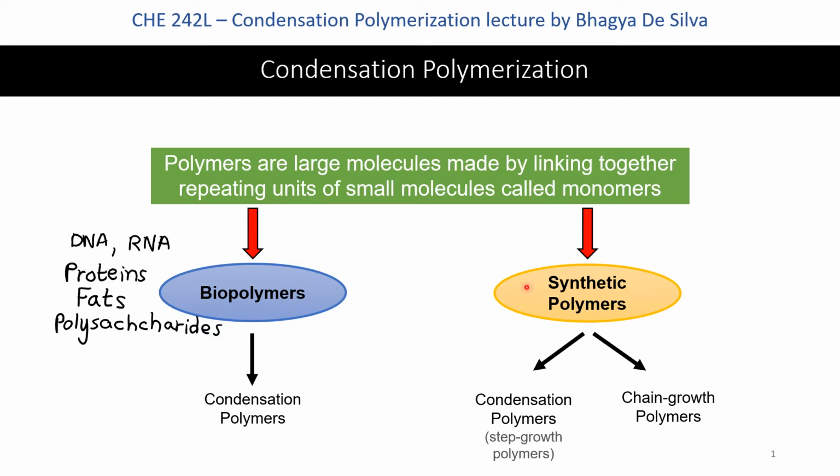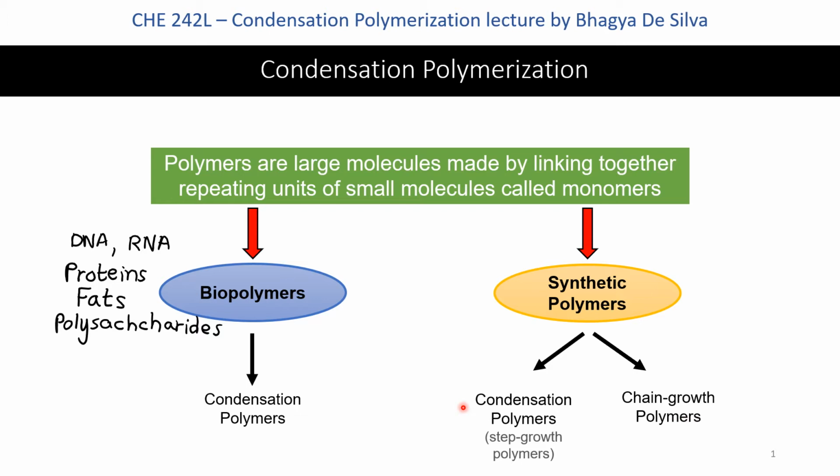The other group, synthetic polymers, there are so many examples now. Polyethylene, many versions of polythene, nylon, Teflon, so many of them. And synthetic polymers can be prepared either by condensation polymerization, which we also call step growth polymerization, or chain growth polymerization. So in OChem 1, you learned about chain growth polymerization.